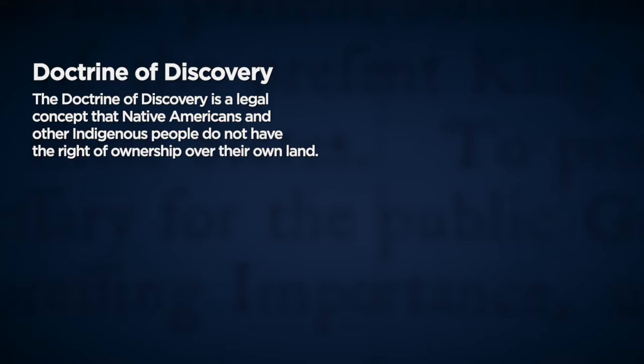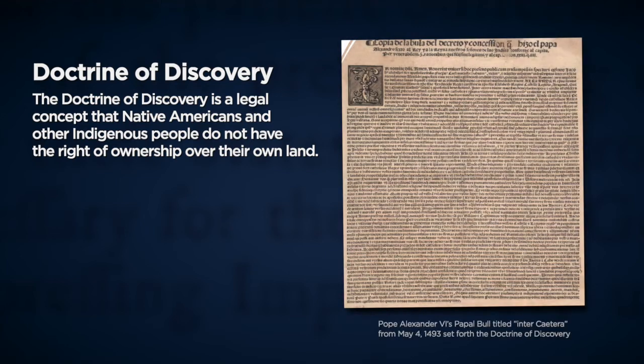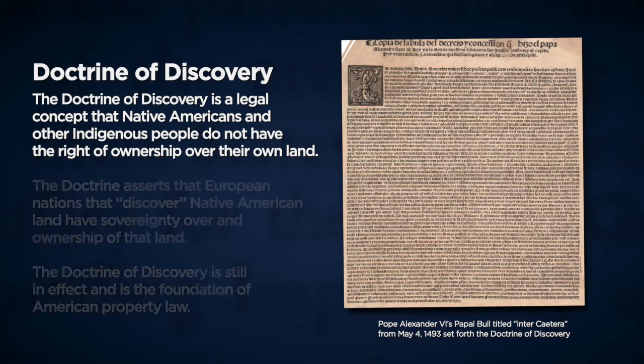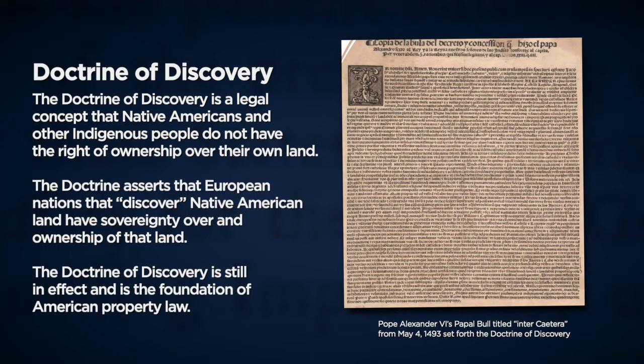The Doctrine of Discovery is a legal concept that says that Native American nations do not have rights over their own land. With roots in various papal bulls going back to the 1450s, and especially with Pope Alexander VI's papal bull from 1493, the Doctrine of Discovery says that whichever European nation first discovers land owns and holds sovereignty over that land, despite the rights of the native people who had already been living there for tens of thousands of years.